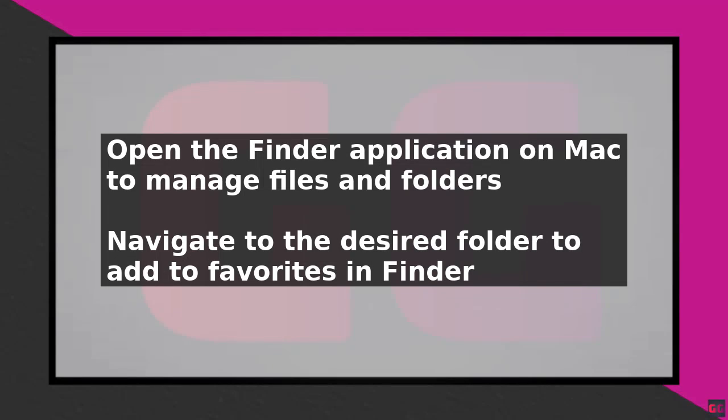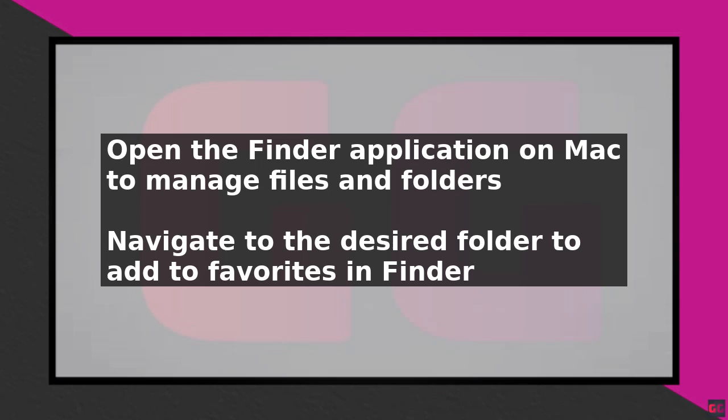To add folders to favorites on a Mac, start by opening the Finder application. The Finder is the default file manager on Macs and is usually located on the dock. Once the Finder is open, navigate to the folder you want to add to your favorites. This can be a folder on your desktop, in your documents, or anywhere else on your Mac.